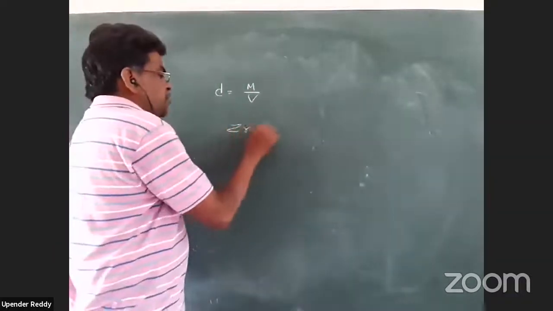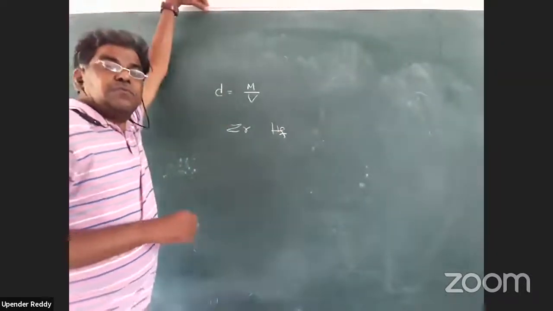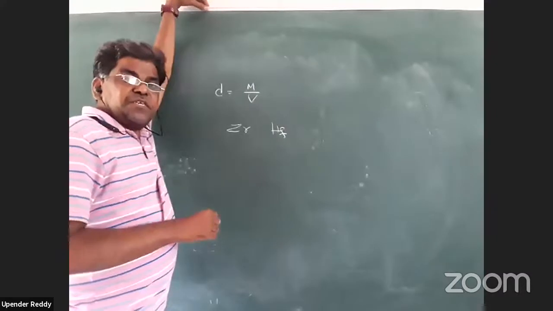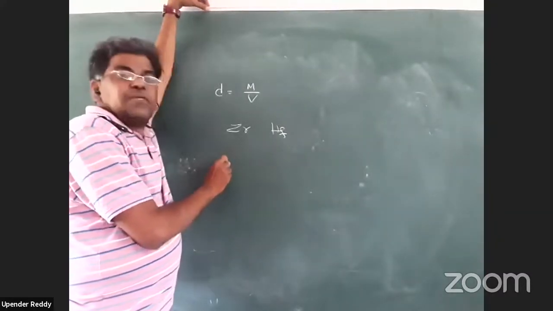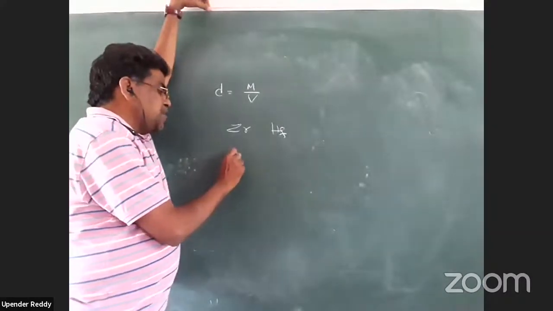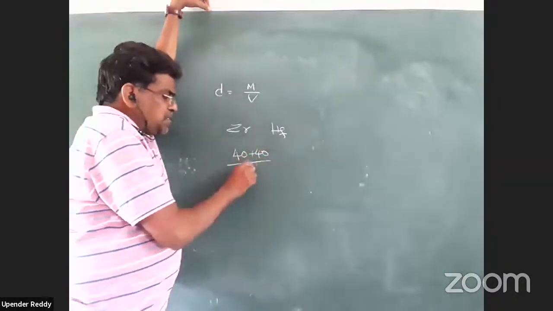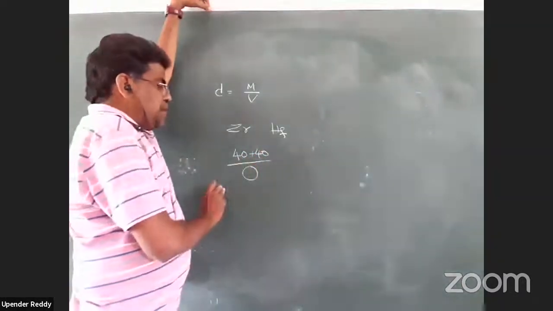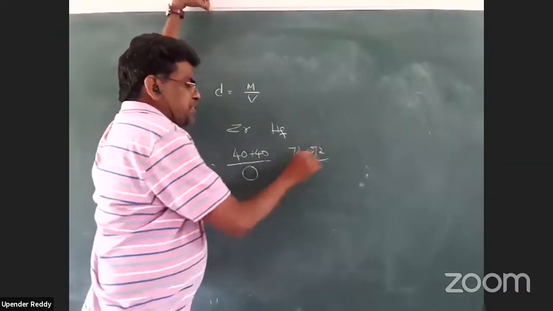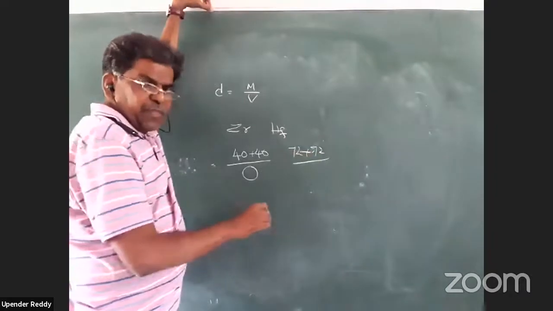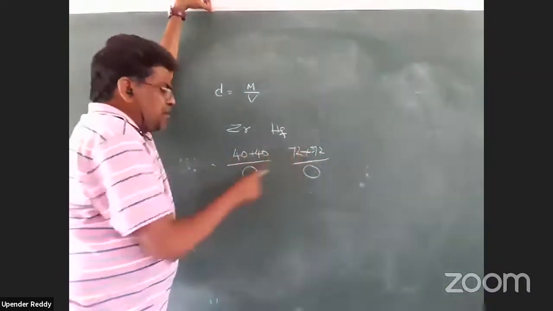Now tell me, zirconium and hafnium, which has more density? Type answers. Yes, hafnium. Why? Zirconium has 40 protons and 40 neutrons, and size is the same. Here it has 72 protons plus 72 neutrons approximately, I can say double. Here what happens? Size is the same. Denominator is the same, numerator is more.